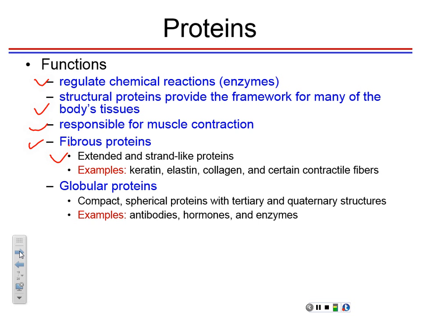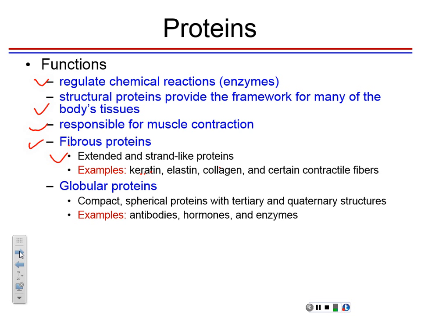Keratin is also another one found in the nails. It's a very hard protein. In fact, your skin, your epithelial cells on the top, are full of keratin. That's why they die off, and then you have new skin in about 30 or 45 days. It's because of this protein that makes them hard and die off. Keratin, and then collagen, of course, in the joints, tendons, and so forth. And then the contractile fibers as well.